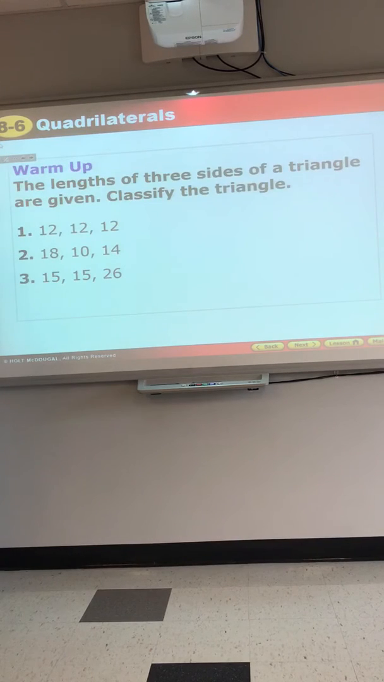Now we move on. The lengths of 3 sides of a triangle are given. Classify the triangle. We have a triangle that's 12, 12, and 12. All 3 sides are the same, so we would know it is an equilateral triangle. Then we have a triangle that is 18 and 10 and 14. None of the sides are the same, so we know it is scalene. All right. Then we have one that has 2 sides the same and 1 side different. That means this triangle would be isosceles. We use the sides to tell all of these.